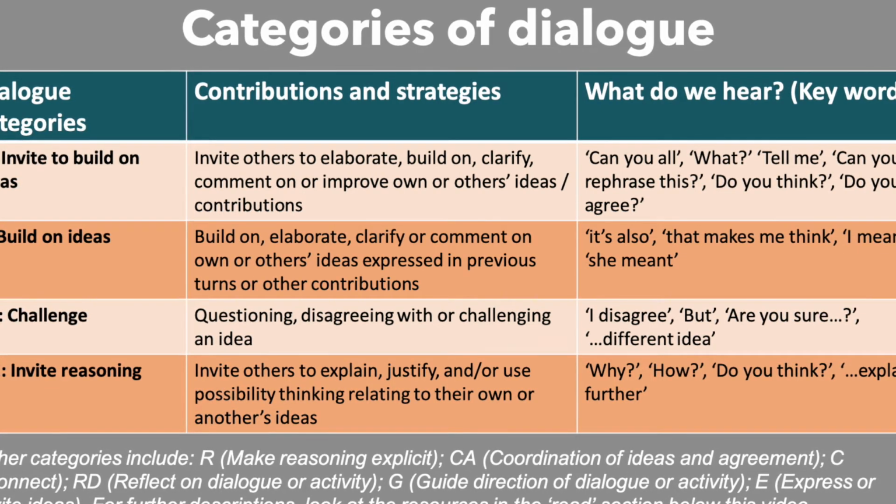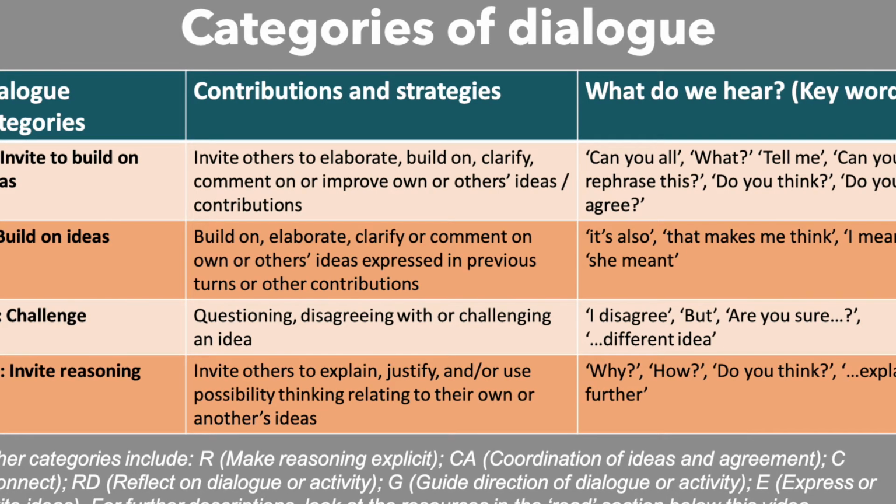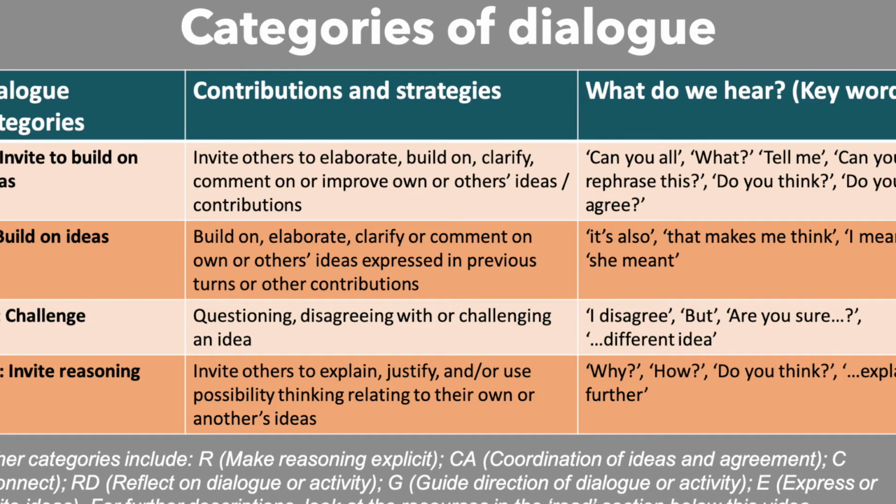The fourth category is invite reasoning, which is when others are invited to explain, justify, use possibility thinking relating to their own or another's ideas, and so on. And keywords that might signal this category is taking place include why, how, and can you explain that further? So take a look at the longer version that's included in the T-Setup pack, and I've linked that in the resources section below, and you'll see all of the other categories too, because that's just a bit of an introduction.